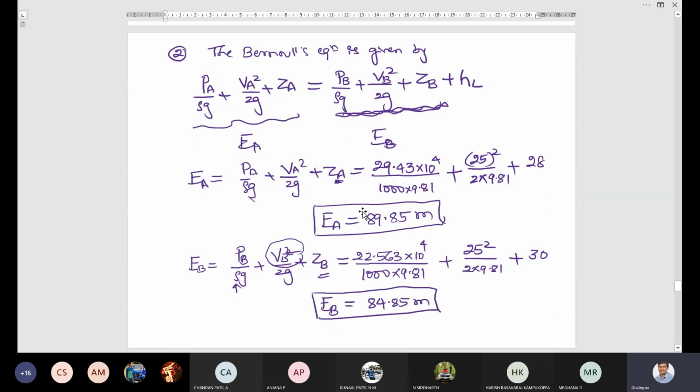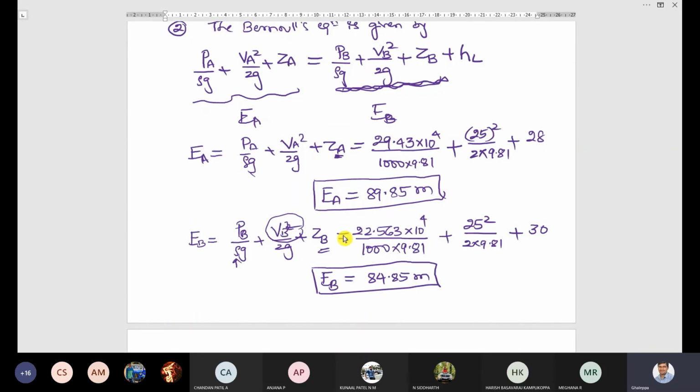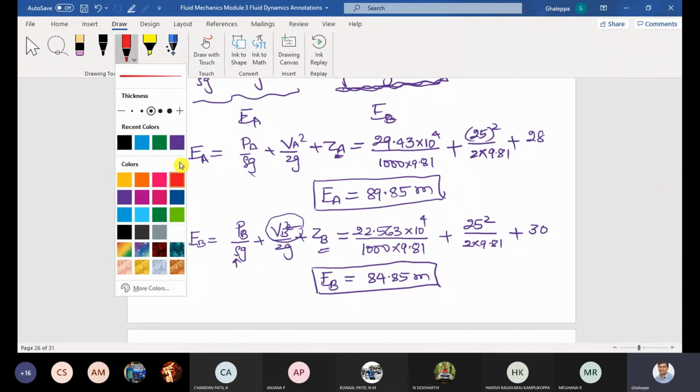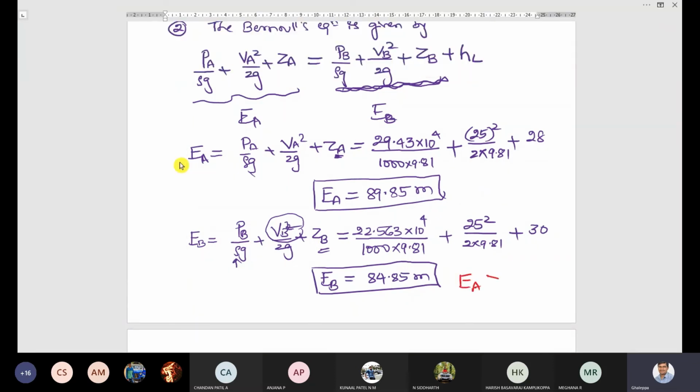Now compare the total energy at A and the total energy at B. It clearly indicates that EA, the energy at point A, is more than EB. Then how will you decide the direction? The flow is from A to B. The direction of flow is not asked in this particular numerical, but I will write: direction of flow is from A to B.